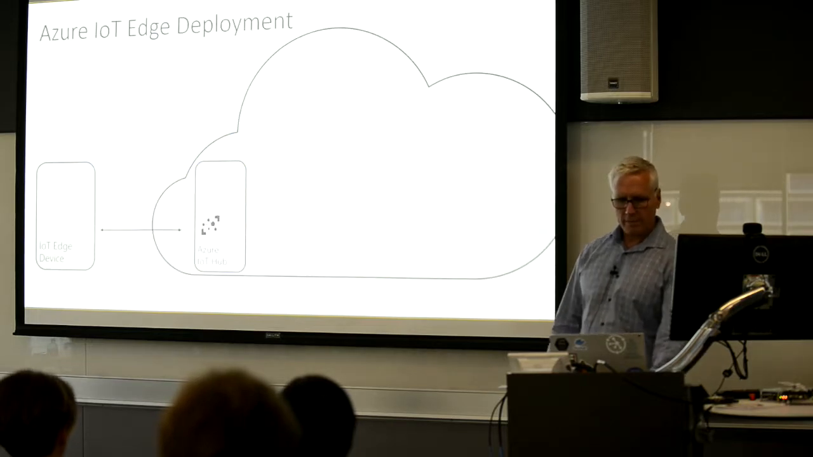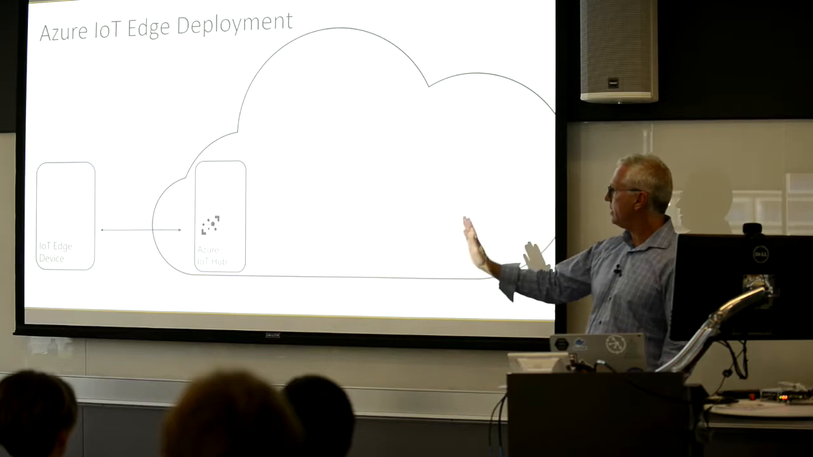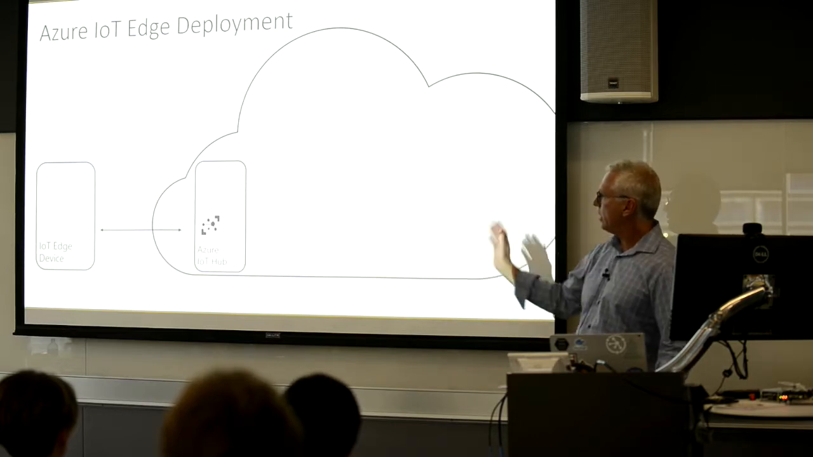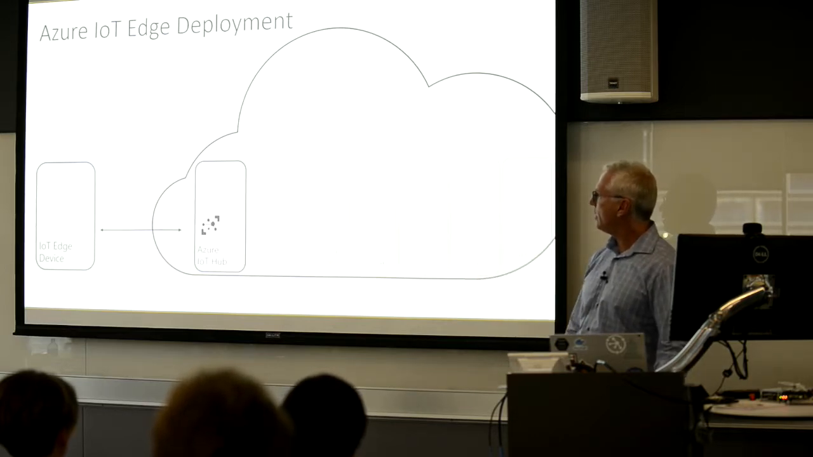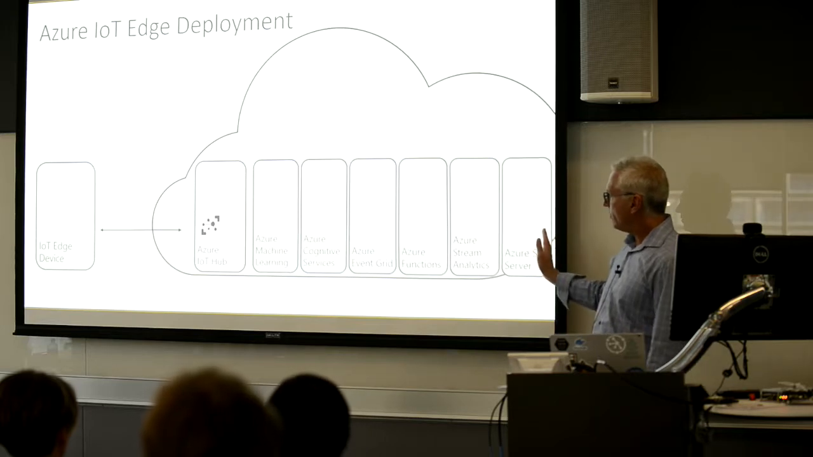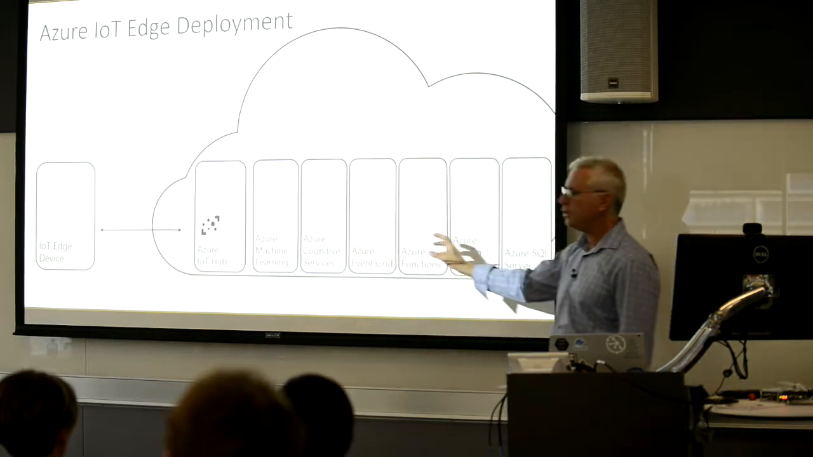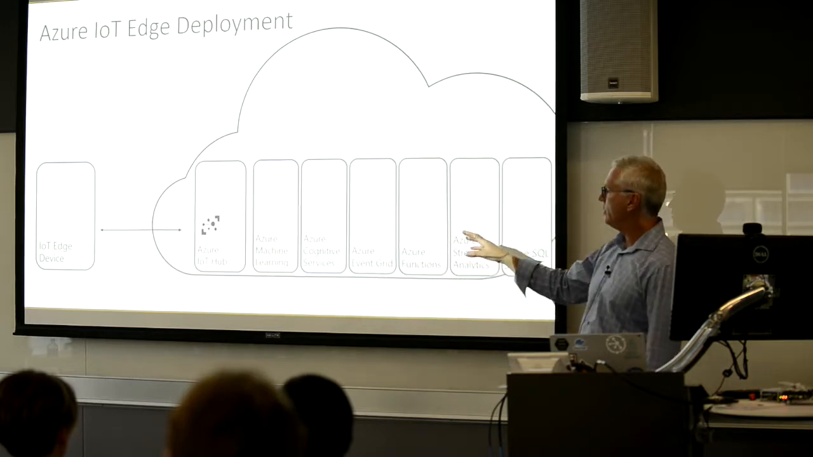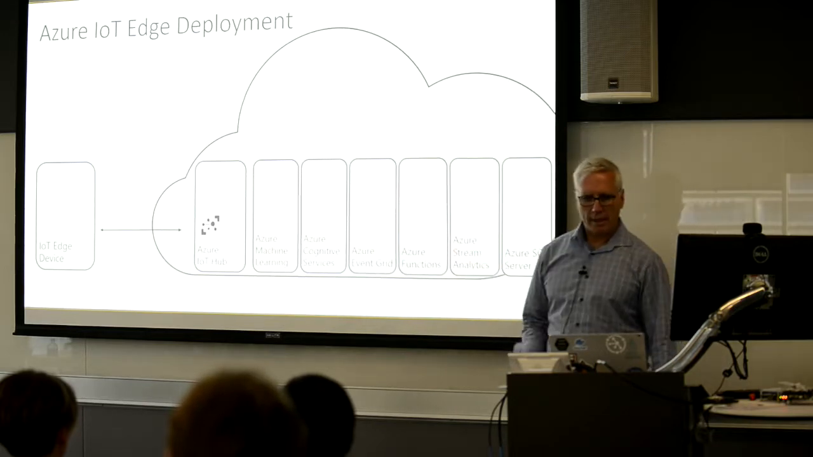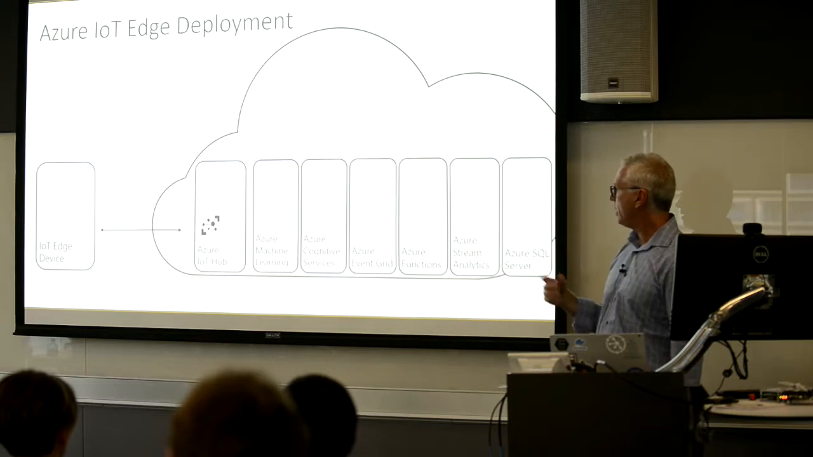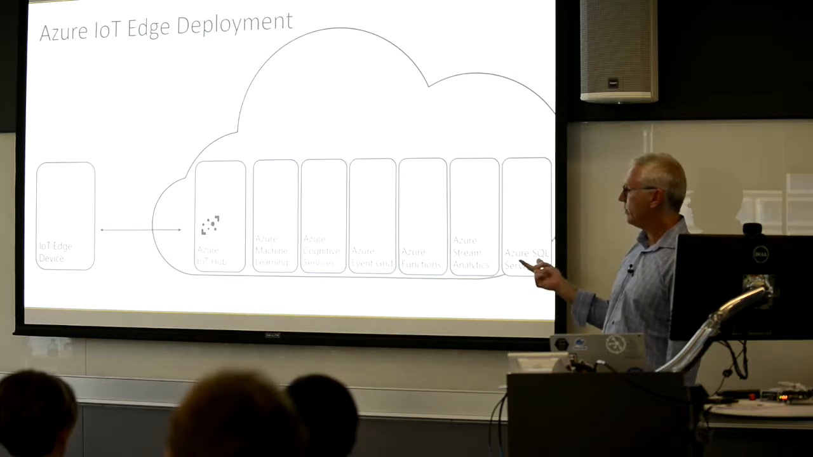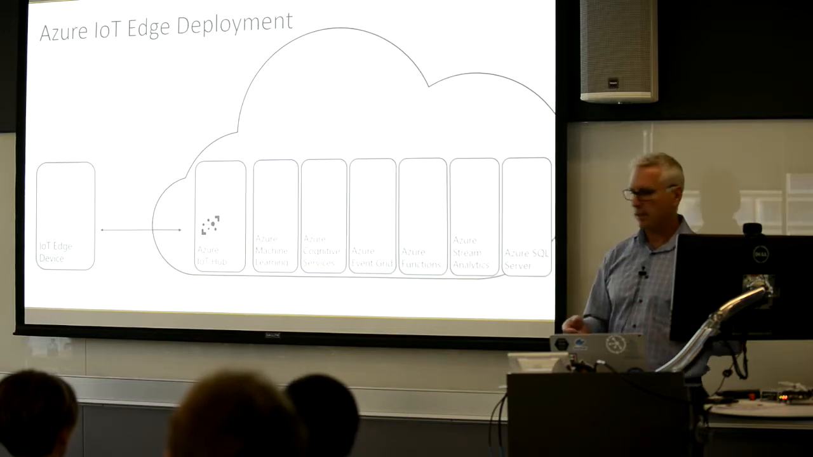If we look here, what we're seeing on the left is the edge device, of course the big cloud, which is Azure, and we have the IoT Hub. These are the different types of functionality that you can now push as modules down to your edge device. So we have machine learning and cognitive services, which I'm going to show you a little example of today.